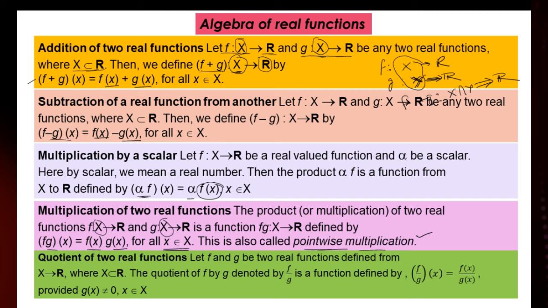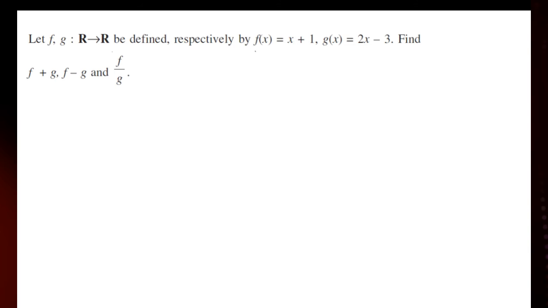Let f and g be two real functions defined from X to the real numbers. While dividing two functions, we have to take care that the denominator should not be equal to 0. The division will take place only when the denominator is not equal to 0. Let's solve a problem based on that.